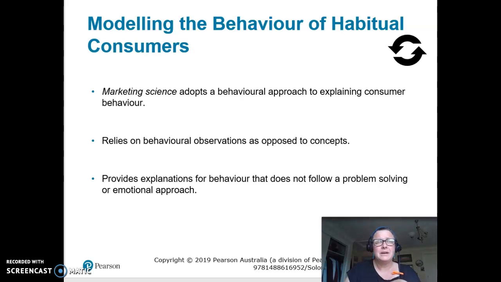So when marketers are investigating this, they adopt this behavioural approach to explaining consumer behaviour. So rather than asking consumers what they did or why they did it, they just use observations and modelling to try and predict behaviour. So think about the data that you give when you use your everyday rewards card or your Flybuys card or your loyalty card wherever you go.